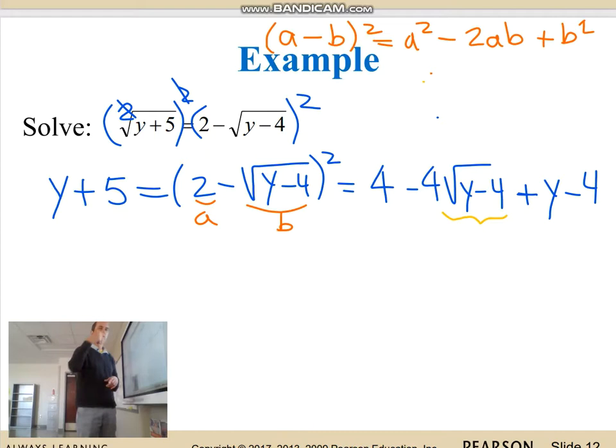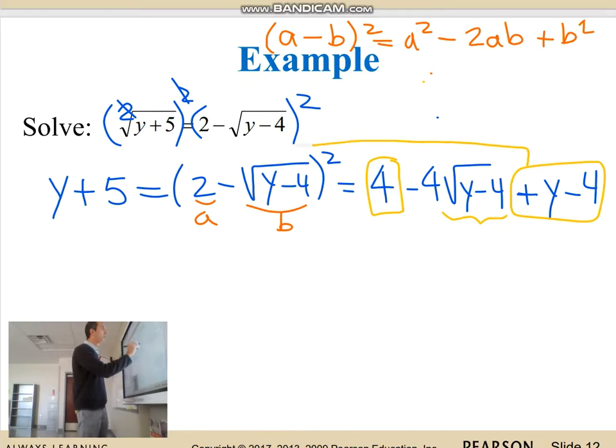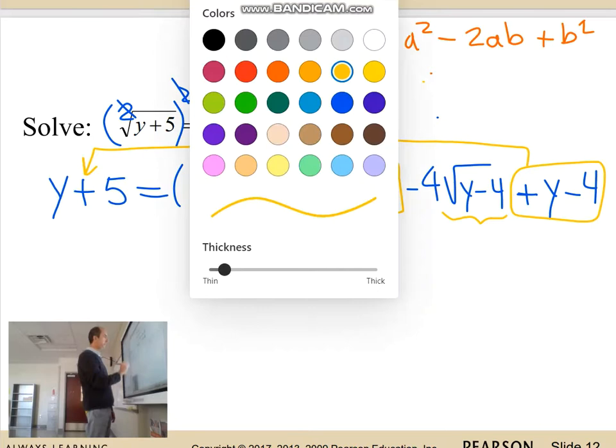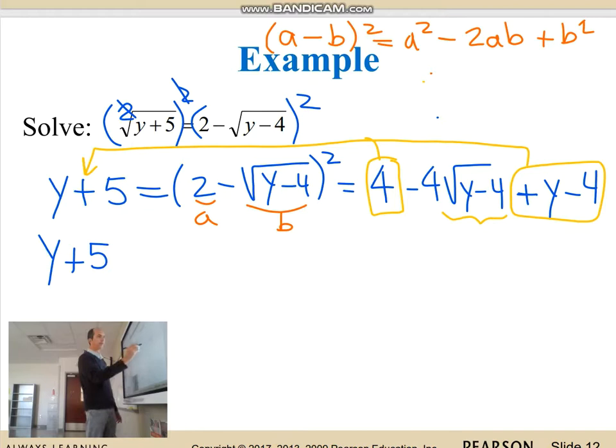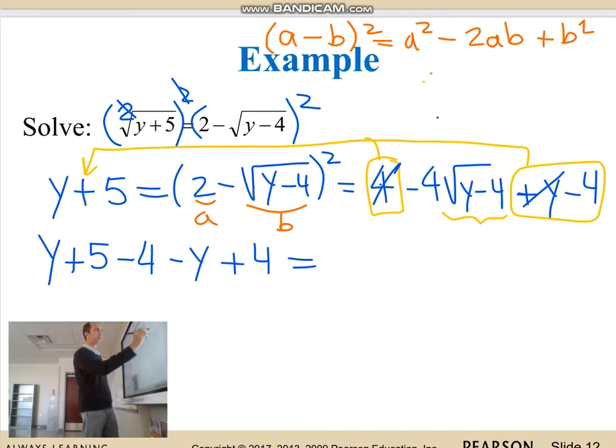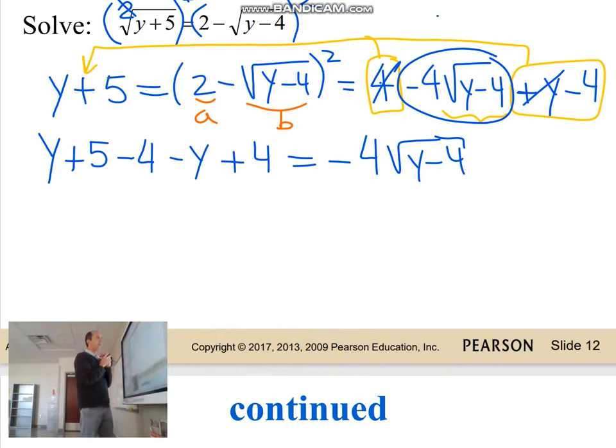We're going to isolate this root, so move everything else to the other side of the equation. That means apply the addition property of equality. Okay, move, and we will have y plus 5. And let's do this carefully. This is the same thing as subtracting 4 on both sides of the equation, and subtract y on both sides, and add 4 on both sides. Okay, yes, this equals 2, and then you're going to keep this negative 4 square root of y minus 4. This we keep on the right-hand side. All right, check this out, so we can eliminate this, and y minus y is 0. And the only thing remaining is going to be this number 5.